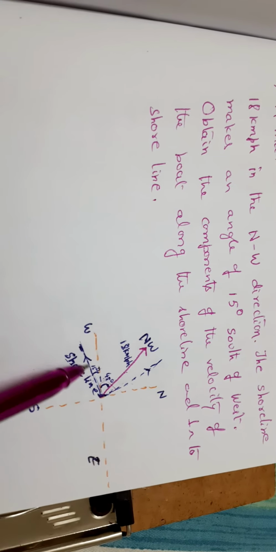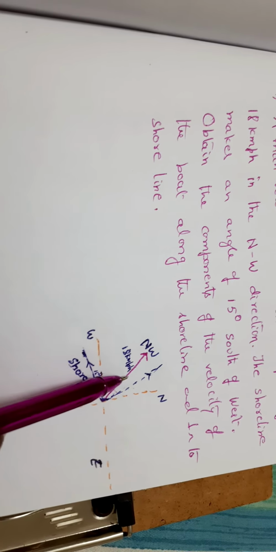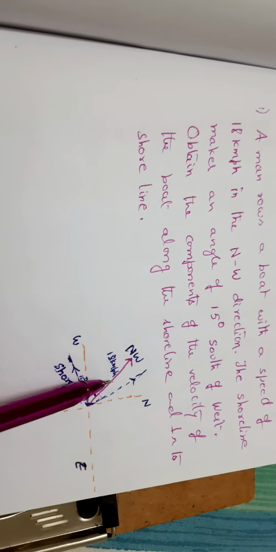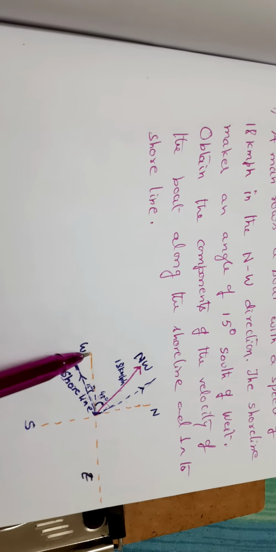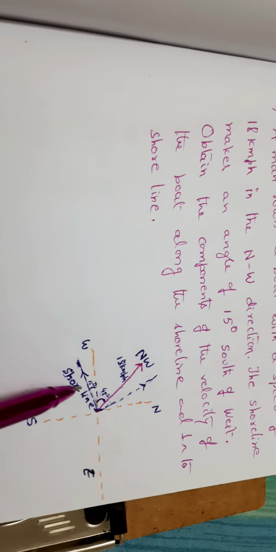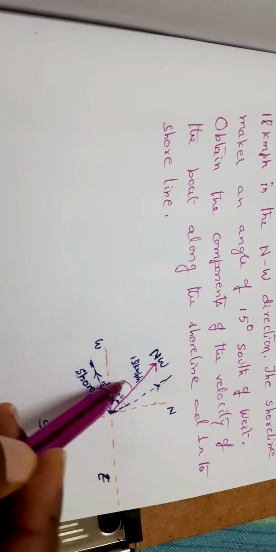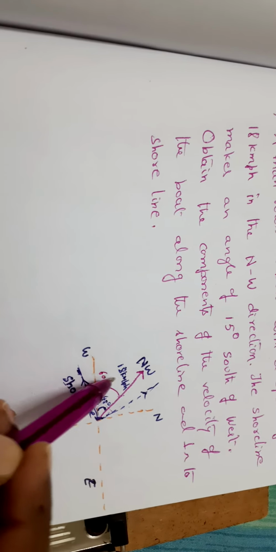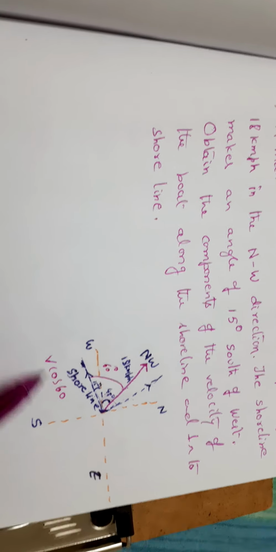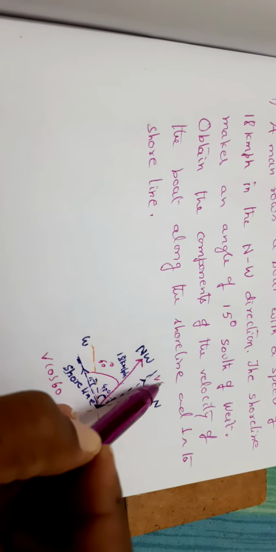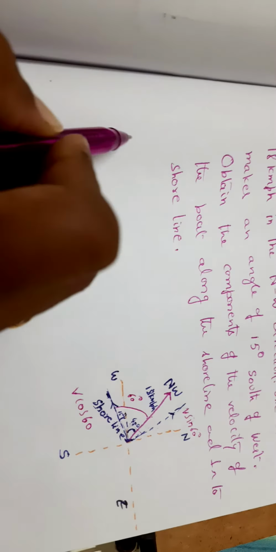So now along this, what will be the component? For this we should know the angle between the shoreline and the velocity of the boat. The velocity of the boat, 18 km per hour, is at 45 degrees with west, and the shoreline is 15 degrees southward of west. That means 15 plus 45. What is the total angle here? 60 degrees. So very easy. Now V cos 60 acts here. Now V sin 60 acts here. Finished. Problem is done. So component along.